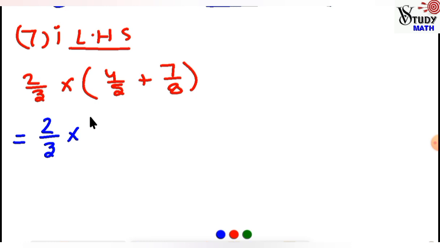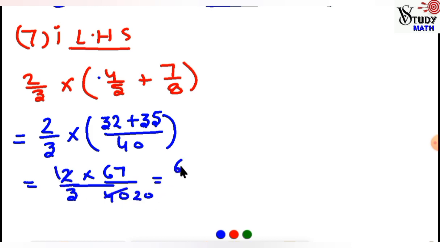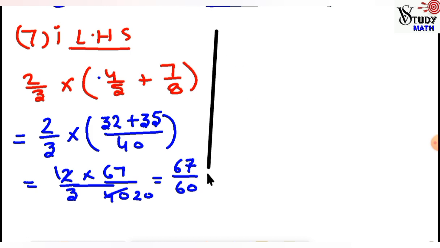According to BODMAS, we have to solve the small bracket first. The LCM of 5 and 8 is 40, and 8 times 5 is 40, and 8 going to multiply 4 becomes 32, and 5 sevens are 35. So my dear students, we have 2 by 3 going to multiply 67 upon 40. Now 2 ones are 2 and 2 twenties are 40. So what is the final answer? We have 67 upon 60. Now in the same manner, take the right hand side.